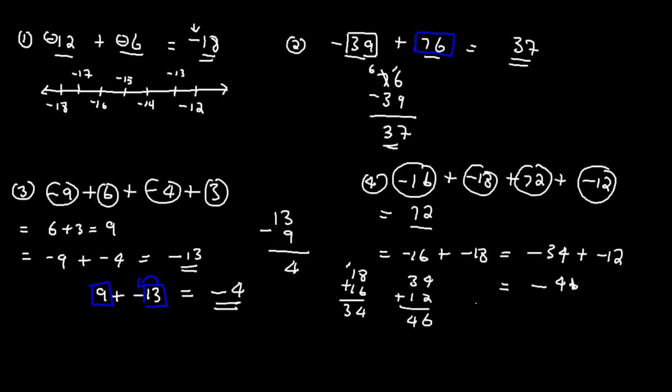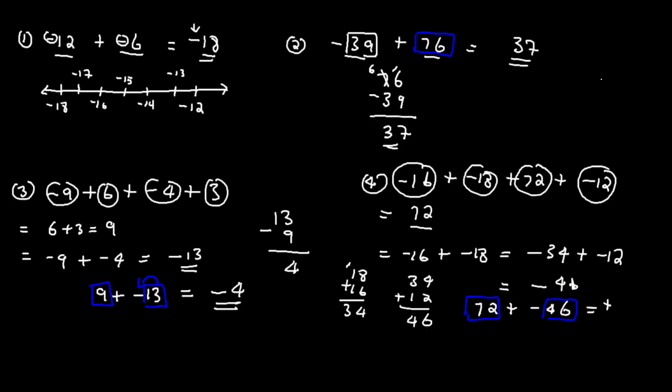Now we can go ahead and add. Let's add 72 plus negative 46. Alright, so we have different signs. So what we do is we look at these two numbers. Which one is bigger? 72 is bigger, so our final answer will be positive. So let's go ahead and subtract.